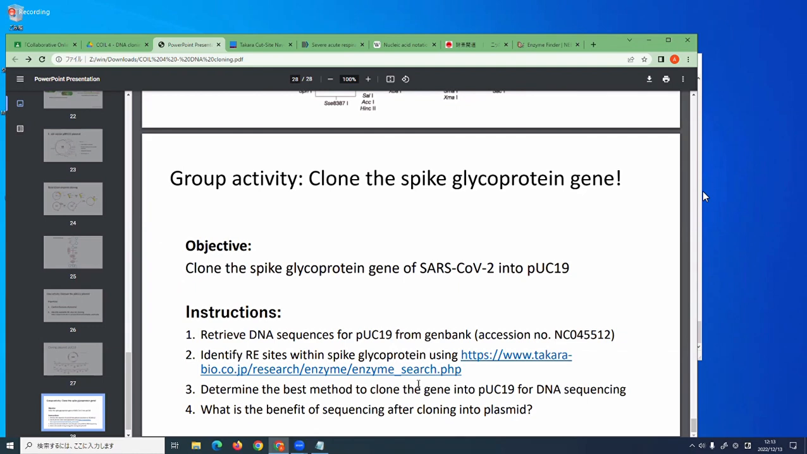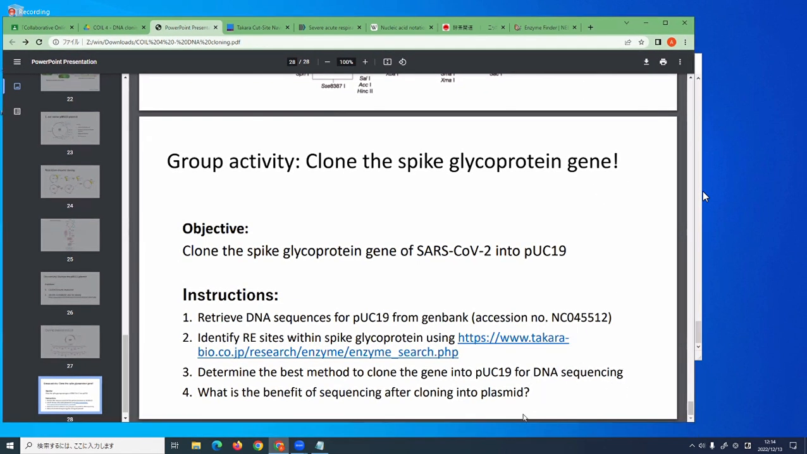All right. So there's a hint over here for DNA sequencing. So what you need to do, that is something that I want you to think about, right? For DNA sequencing. And then question number 4, that's a question rather than instructions. What is the benefit of sequencing after cloning rather than sequencing directly, right?